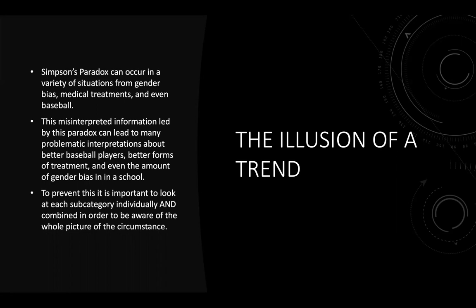To prevent this, it's important to look at each subcategory individually and combined in order to be aware of the whole picture of the circumstance. I really underlined the "and" portion because you can't just look at the overall picture or the small picture. You've got to look at both and compare and contrast which one should have more weight in your findings. But you can't just nitpick which way goes more towards your theory than the other.